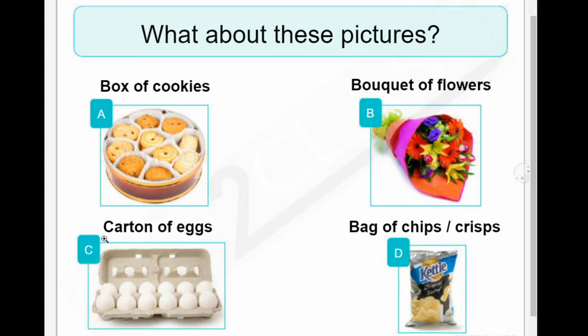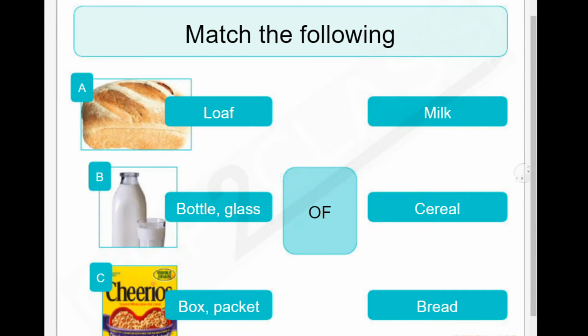C is a carton of eggs. A carton of eggs. Please repeat. A bag of chips or crisps in Britain. A bag of chips. Very good. Let's move on.